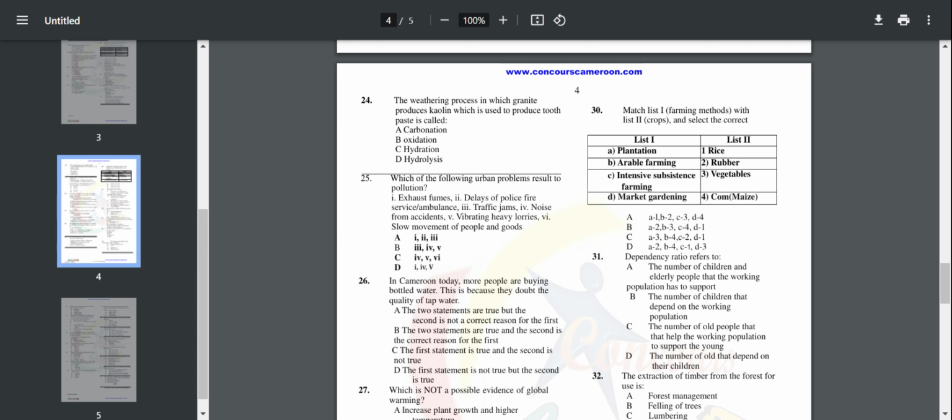Okay. Question 31. Dependency ratio refers to... The answer is A.